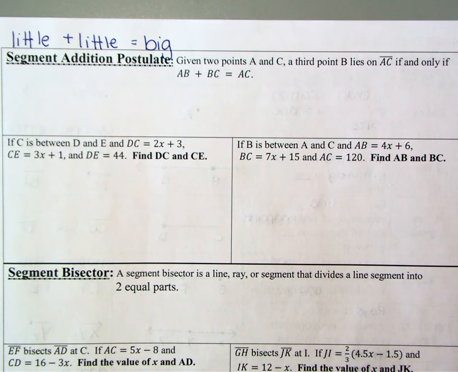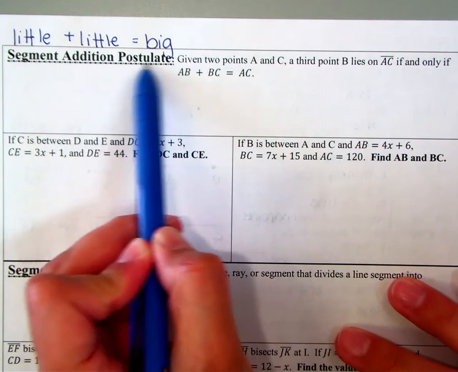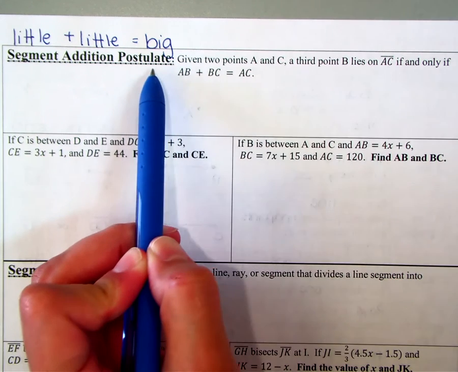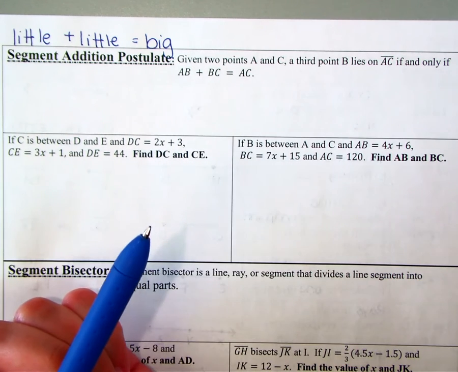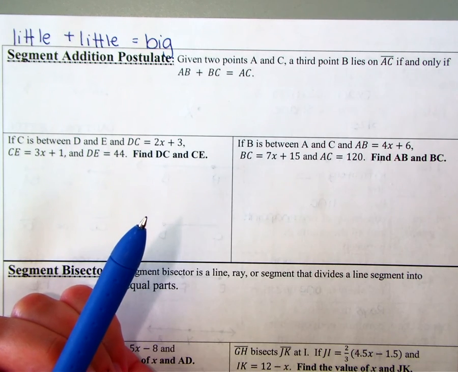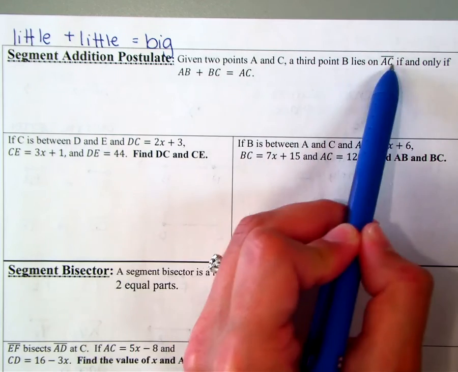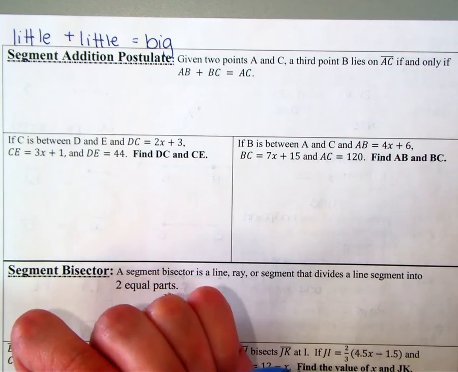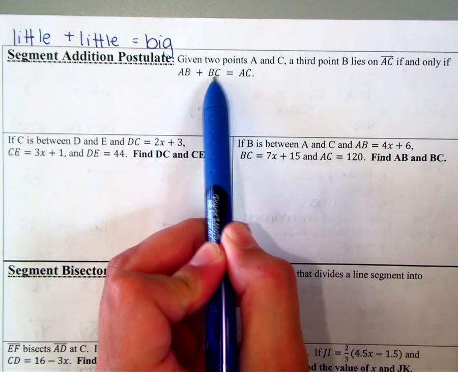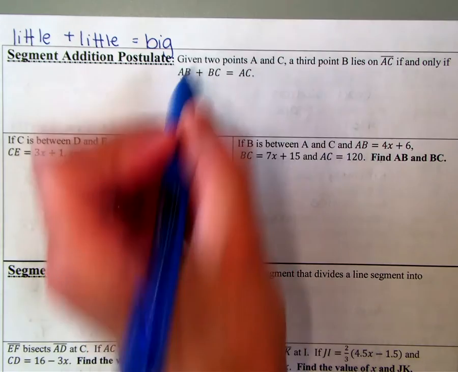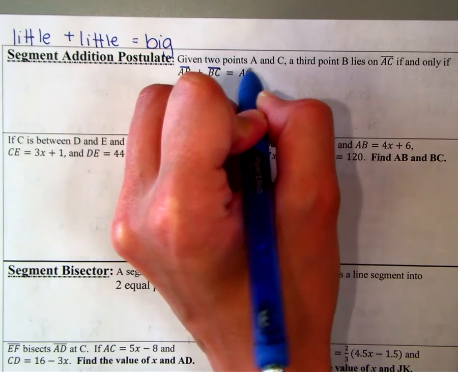So segment addition postulate, that means that it's always true, a postulate. It can't be proven wrong. By definition, it says given 2 points A and C, a third point B lies on line segment AC if and only if AB plus BC equals AC. So those are all line segments.